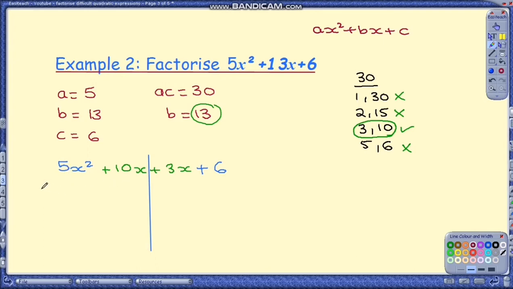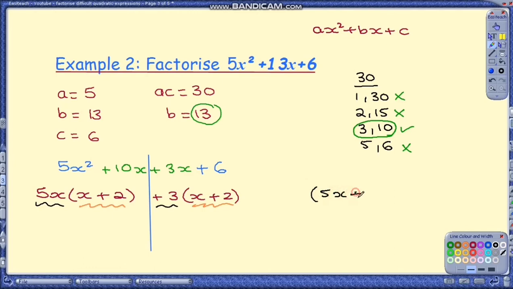In this case, we've got 5 that's common to both, and then we've got x that's common to both. So then you're left with x plus 2. And then over here, 3 is common to both, and then you've got x plus 2. Notice how x plus 2 is on both sides. And then your final step, you put the loose ones together. So that's going to be 5x plus 3. And then you put the orange bit together. So that's going to give you x plus 2. And that's your final answer.